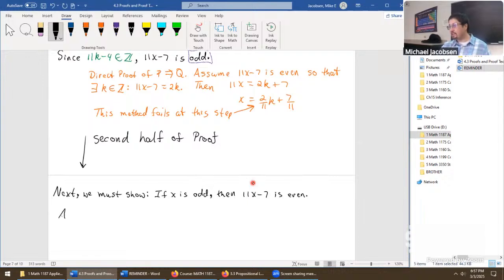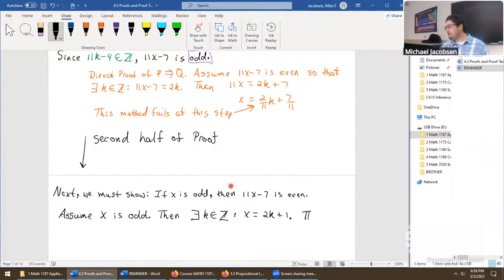We start by saying, assume x is odd. Then for some k in Z, some integer k, x would be twice k, that's even, so plus 1 forces odd. And the last thing we have to show is then 11x minus 7 is even. Let's just say it out directly.